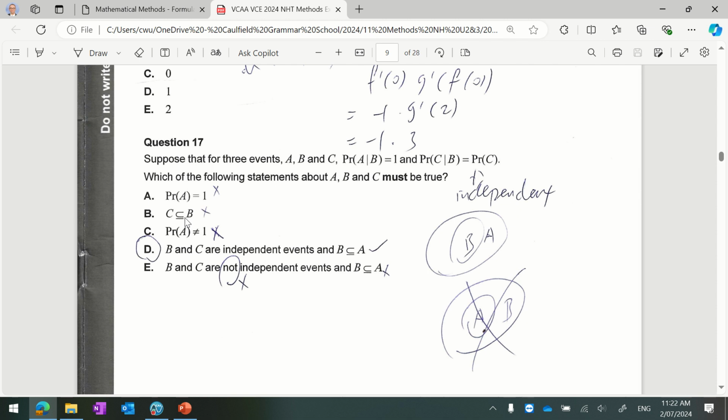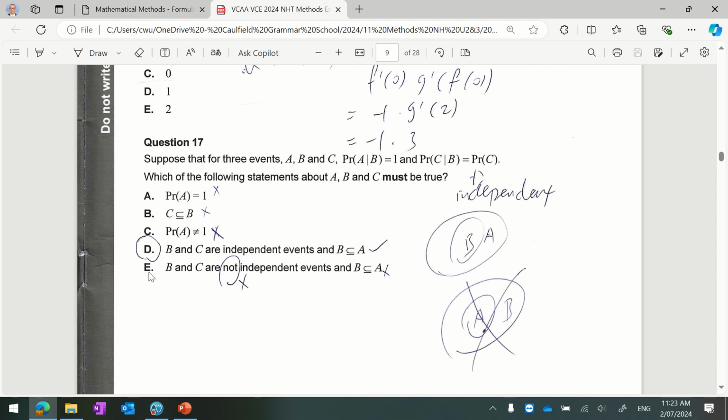Also, C is a subset of B. That is just not going to be the case because C and B are independent. Probability of A is not 1. The argument is the same as before. It is possible that the probability of A is not 1, but then again, it doesn't have to be. We can't conclude this from the two pieces of information given to us.